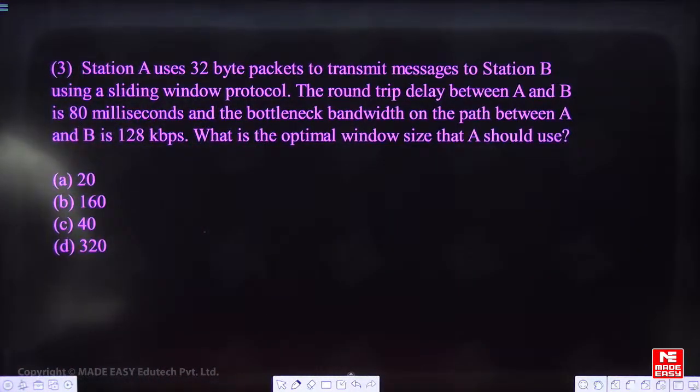Yes, Sagar, correct. Anushka Srivastava, very good, good. 40 is the answer, correct. Good.